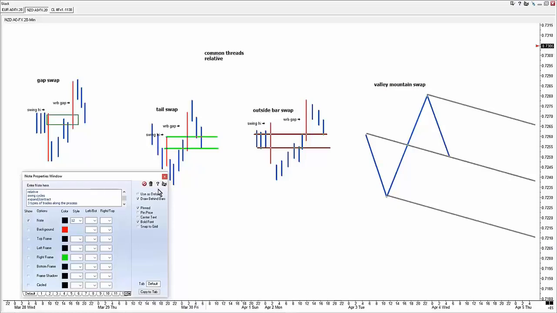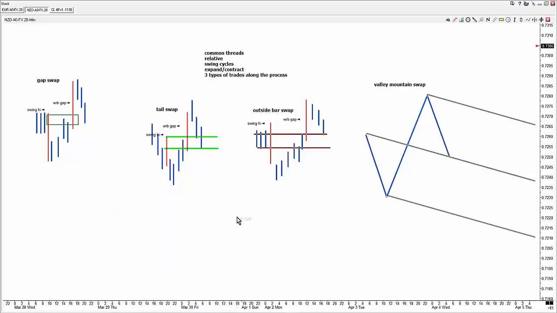The three types of trades. That was easy. How'd you guys miss that? All right. So type one, along the process to push, right? Type one to push.